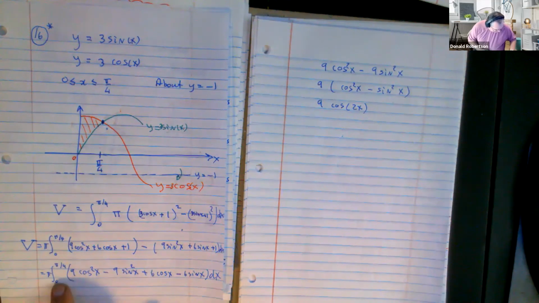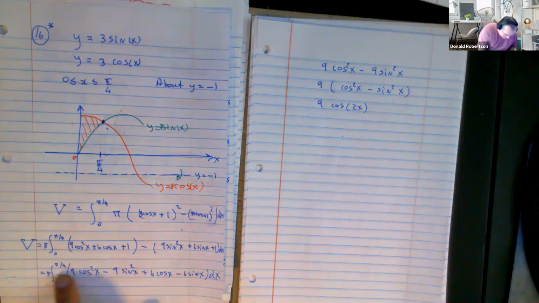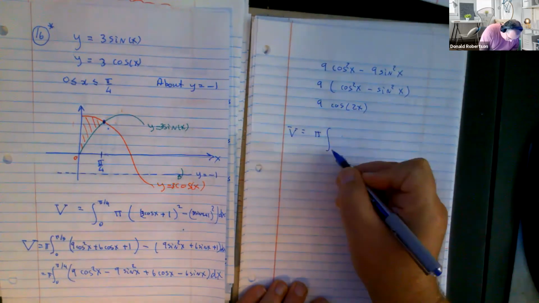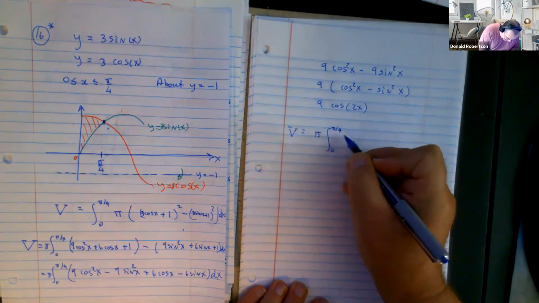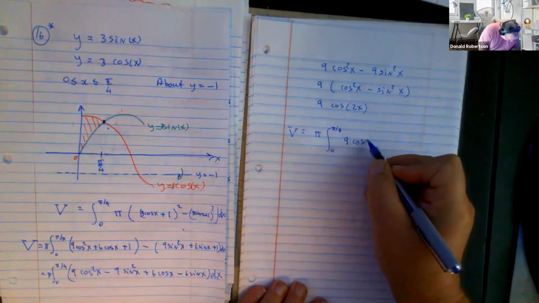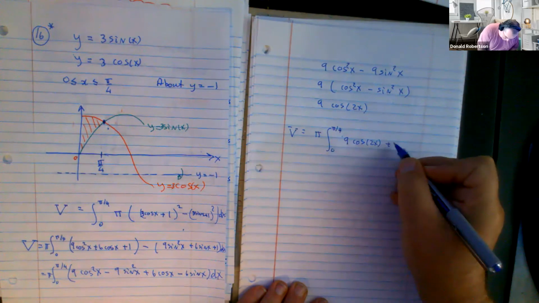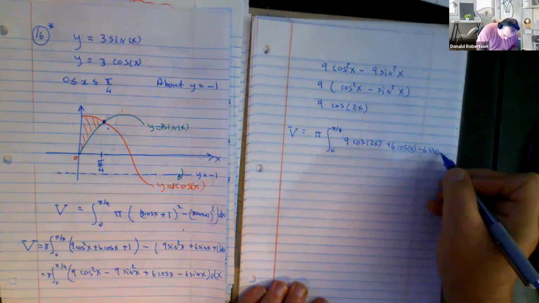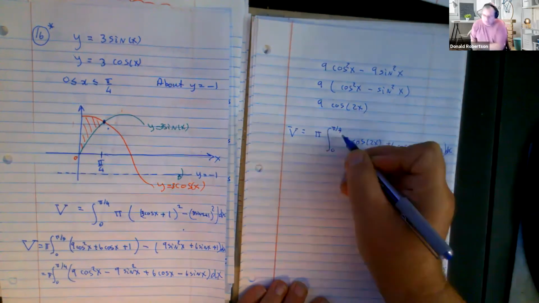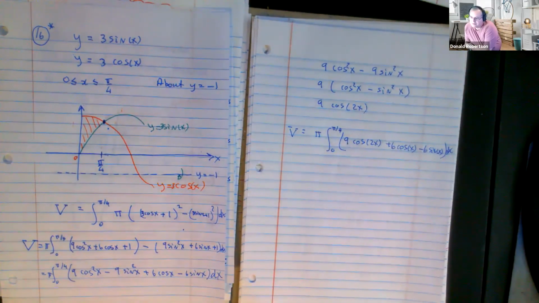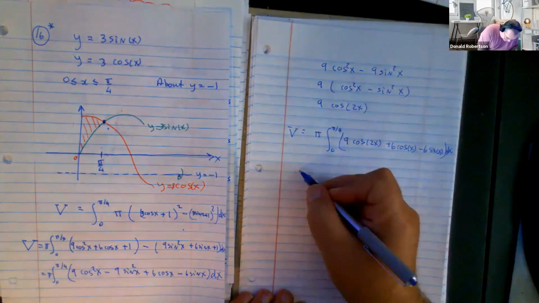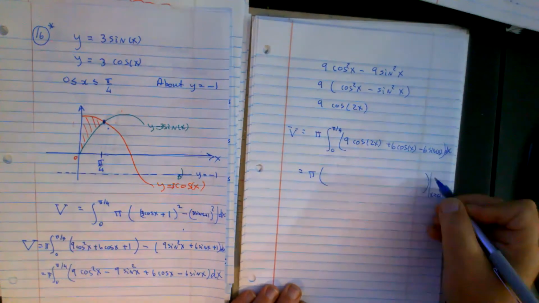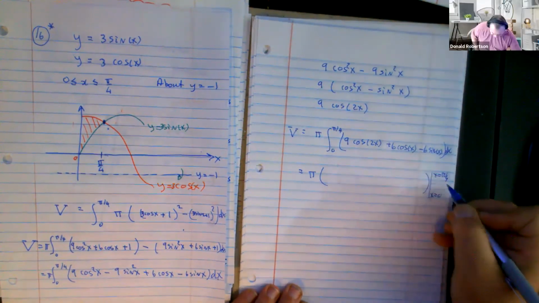So do you see this guy that we have down here? He now becomes pi, the integral from 0 to pi upon 4, 9 cosine of 2x's, plus 6 cosine x's, take away 6 sine of x's, dx. So far, so good? I'll keep the pi there. I'll do from x equals 0 to pi upon 4. And let's take them one at a time.